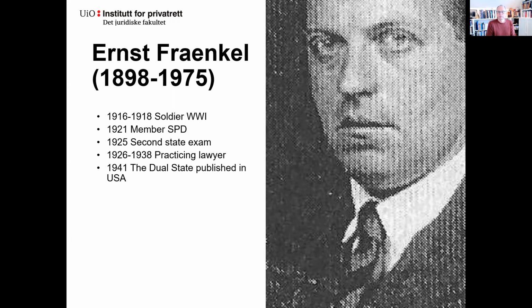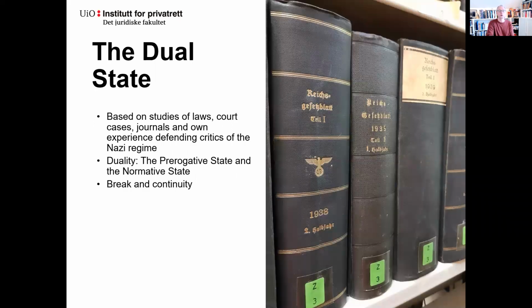Now, his experience with the bar as a practicing lawyer in Nazi Germany gave him, of course, a unique outpost and unique viewpoint to look at the legal developments within the Nazi state. And this is what he then summarized and wrote down in his book that he published in 1941 in the United States, called The Dual State. Now, what was the dual state? Well, the dual state was, according to Fraenkel, the way law developed within Nazi Germany, within the so-called Third Reich.